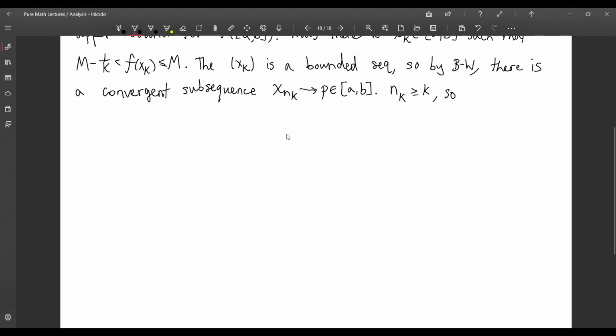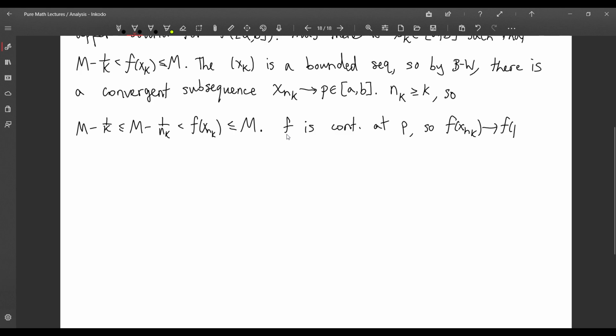So m minus 1 over k is less than or equal to m minus 1 over n sub k, which is less than f of x sub n sub k, which is less than or equal to m. F is continuous at p, right, because it's continuous on this whole interval. P is in the interval. So f of x sub n sub k converges to f of p.